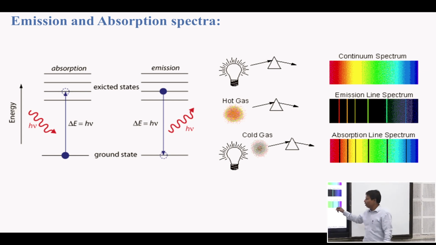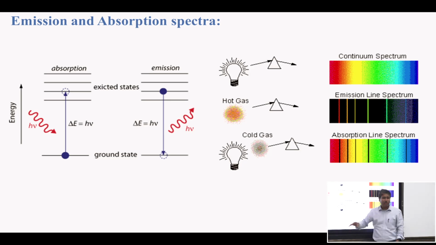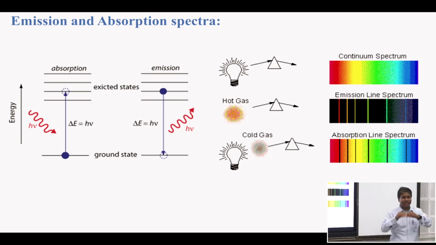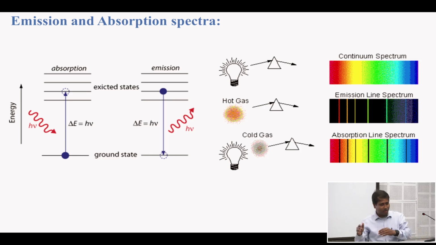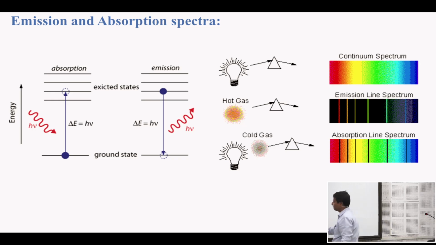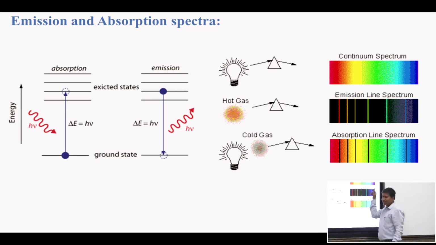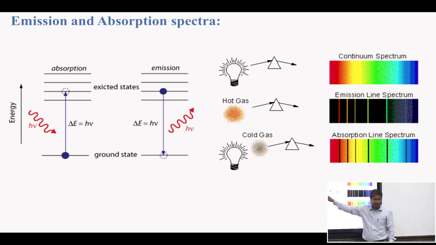Okay, now what happens if you have hot gas? Hot gas means excited gas. Whenever something is in the excited state, it doesn't remain there forever. It has to come down, which means it gives out some radiation, and that is what it is giving. On the black screen you get some lines, and these are the wavelengths it has emitted. So this is called the emission spectrum, and the other is called the absorption spectrum.